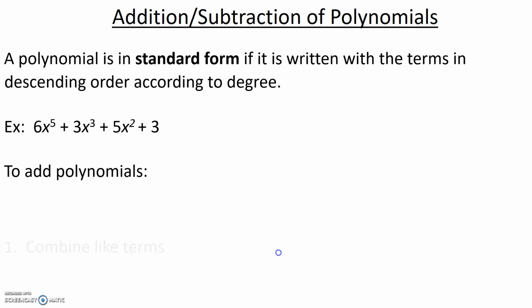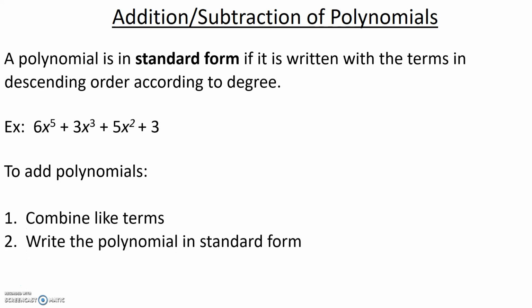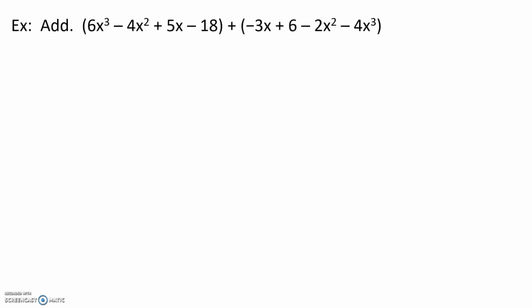To add polynomials, 1. Combine like terms, and 2. Write the polynomial in standard form. For example, in order to add 6x cubed minus 4x squared plus 5x minus 18 to negative 3x plus 6 minus 2x squared minus 4x cubed, let's start with the highest degree.